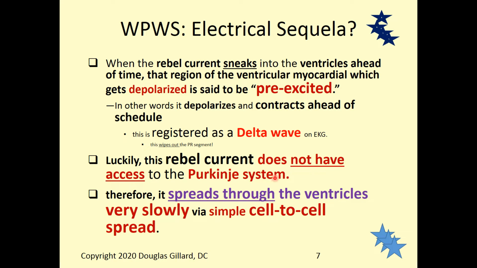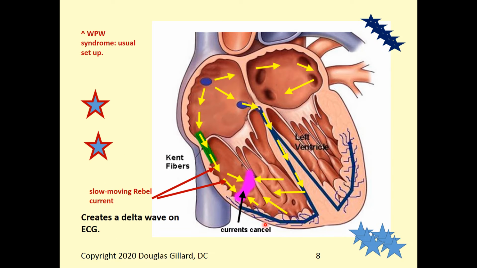Luckily, the rebel current doesn't have access to the Purkinje system, or it would go super, super fast. But that's not always going to be the case, as we'll see in a little bit. So the rebel current moves very slowly. It doesn't have the big bundle branches and the Purkinje system to work through. It has to spread cell to cell, myocardial site to myocardial site, and they can pass the electrical signal through gap junctions, but it's a slow process. They're not going down the superhighway, so it's slow, and that's a good thing.